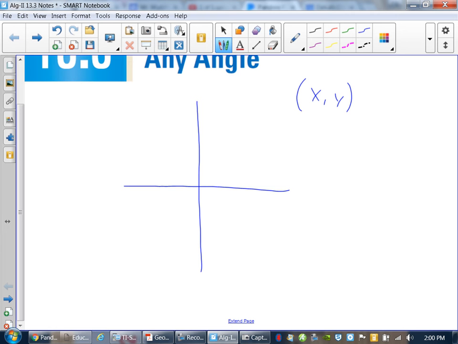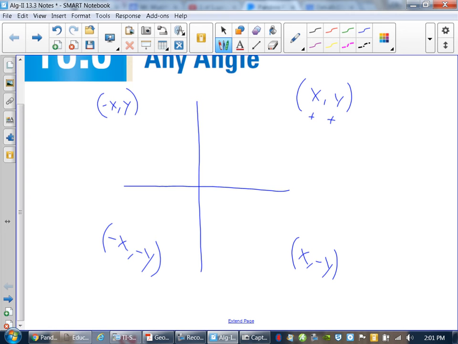When you have your four quadrants, each of those has specific signs for them. For example, first quadrant, x and y values are both what? Positive. Second quadrant, it's negative x and positive y. Third quadrant, they are both negative. And fourth quadrant, it's positive and negative.